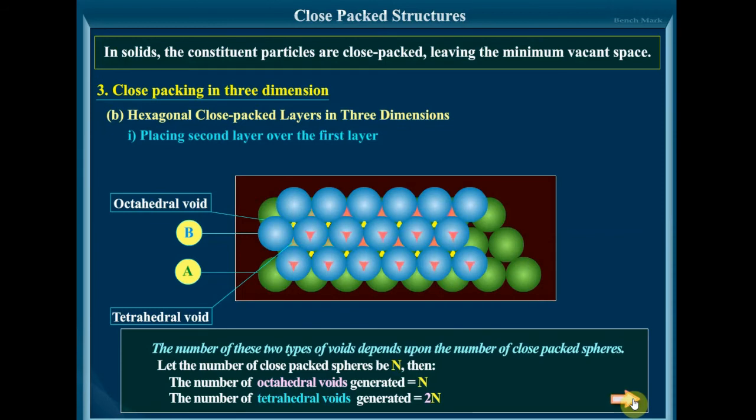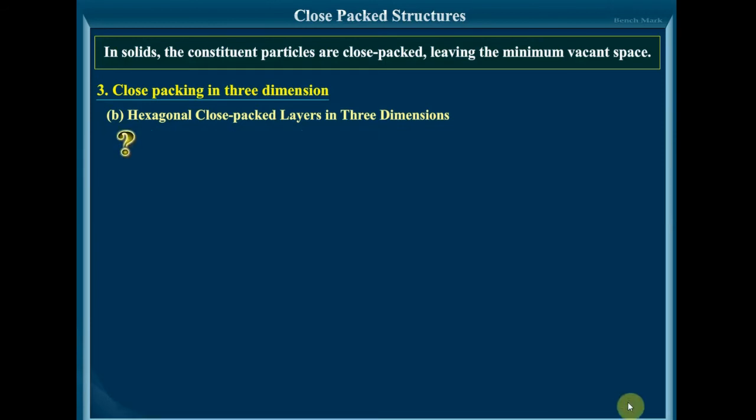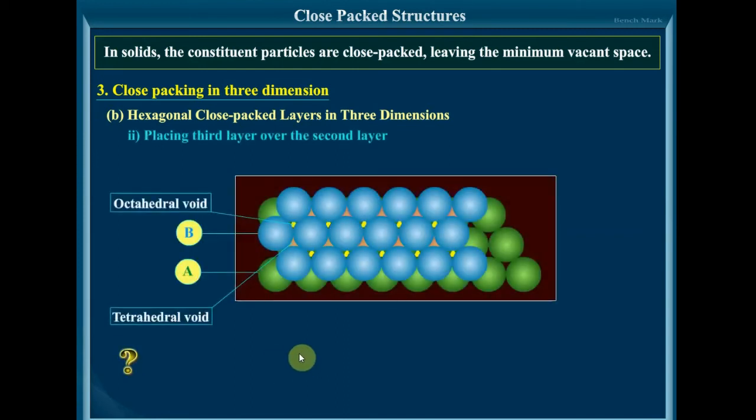Close packing in 3 dimensions, hexagonal close packed layer in 3 dimensions. The second part we are continuing. The second type, placing the third layer over the second layer. Now we are placing the third layer over the second layer. There are 2 choices for the third layer of spheres.